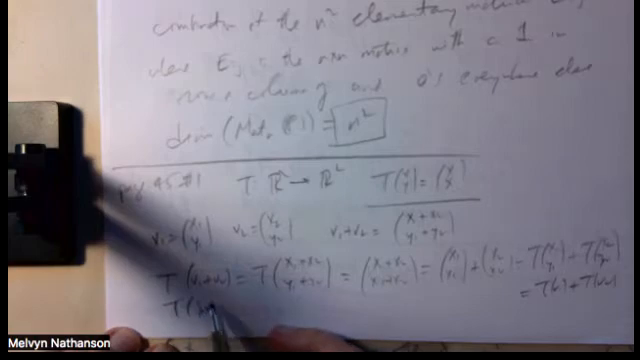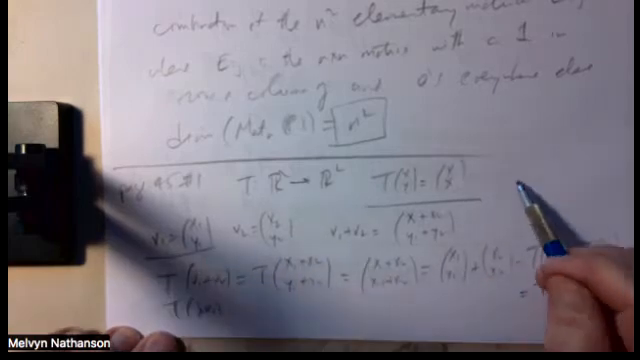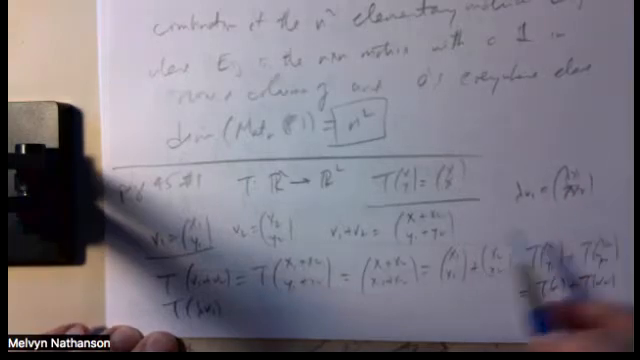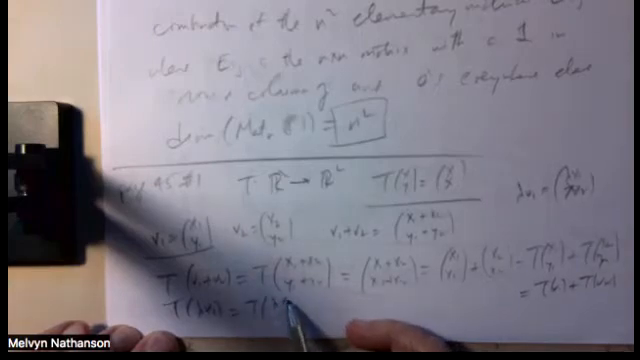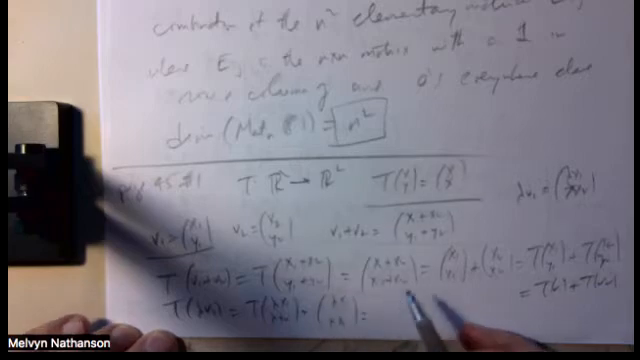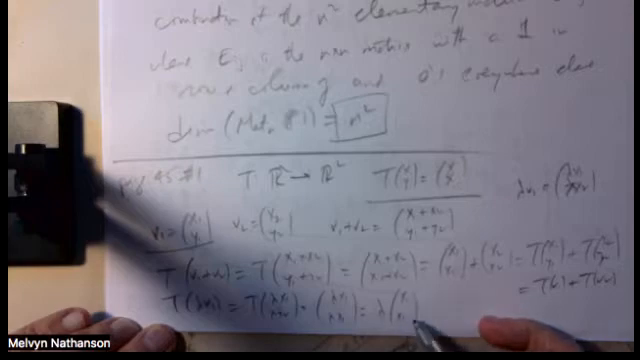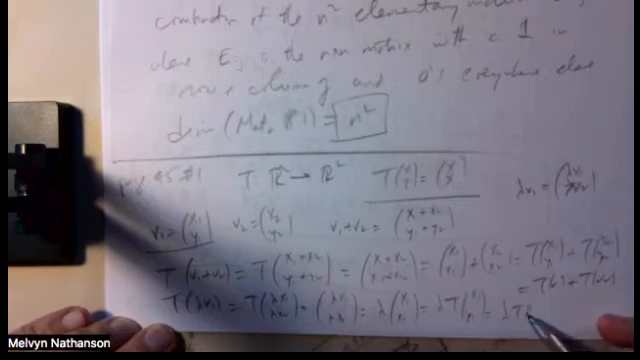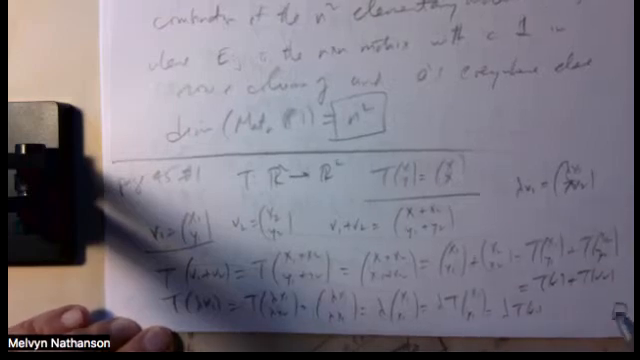What about T of lambda V1? If this is V1, lambda V1 is lambda X1, lambda X2. And this is T of the vector lambda X1, lambda X2. So that's lambda X1, lambda X1. That's exactly lambda times the vector X1, X1, which is lambda times T of X1, Y1, or lambda times T of V1. So these are the two conditions that a linear transformation has to satisfy, and it does. Any questions about this part of the problem?